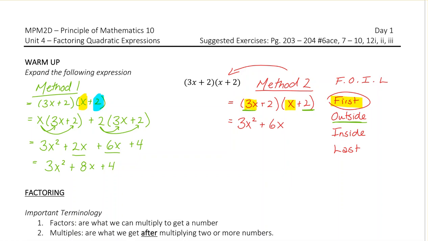The next one you're going to look at is your two inside terms. So the two terms in your problem that are most interior is 2 and it's x. If you multiply that, you get 2x. And then the last terms in your brackets. So what are the two last or second terms in each of your brackets? That's 2 and 2. If you multiply those, you get 4. Again, you're just combining like terms. 3x squared plus 8x plus 4. And it gives you the same answer as method 1.